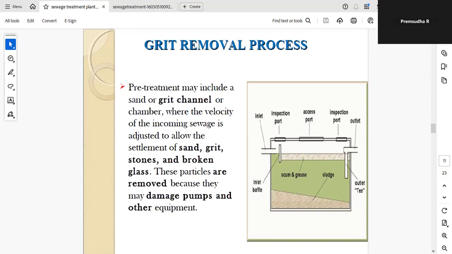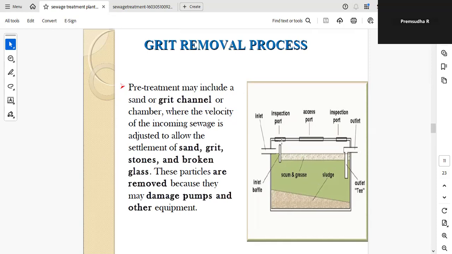So here you can see the grit chamber. Through the inlet, the raw wastewater is entering the chamber. Scum and grease are collected, and sludge is collected at the bottom. On the top, you can see three ports, that means two inspection ports and one access port. And at the top right end, there is the T-type outlet.